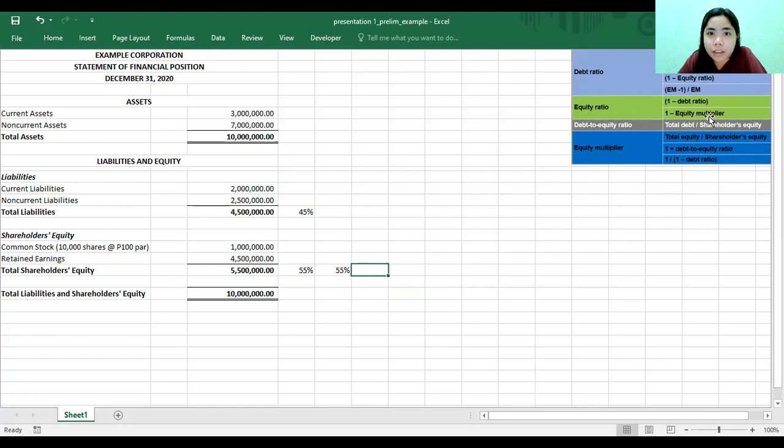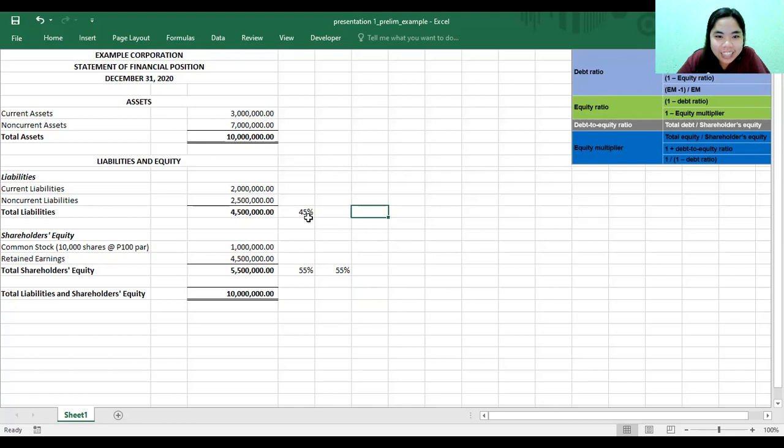This is from the book that was my source, which I followed. But I will not encourage you to use the equity multiplier formula because that will just complicate things. As long as you know how to get the equity ratio and the debt ratio, and you understand the result, that's the essence of learning this part on financing ratios. But in my point of view, I don't rely on the equity multiplier, okay?